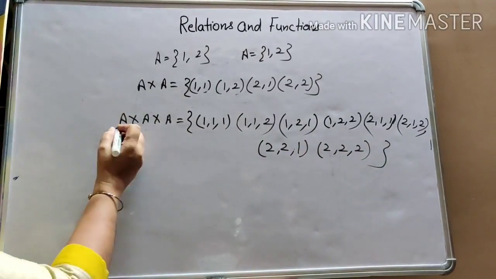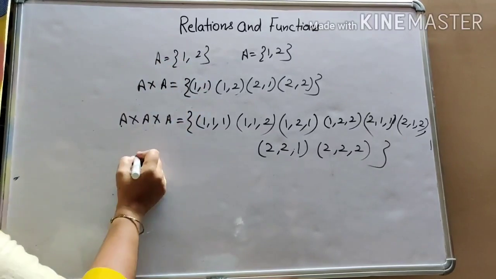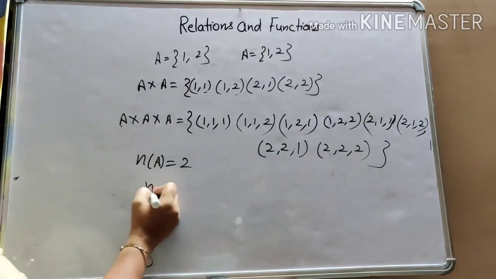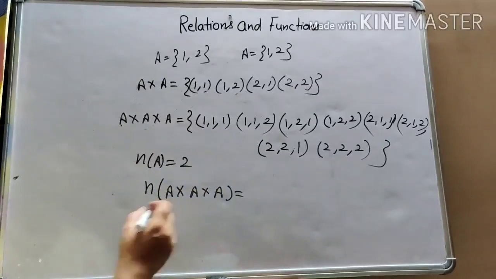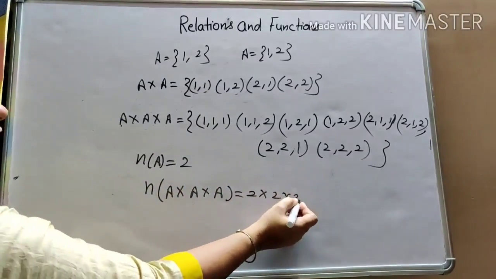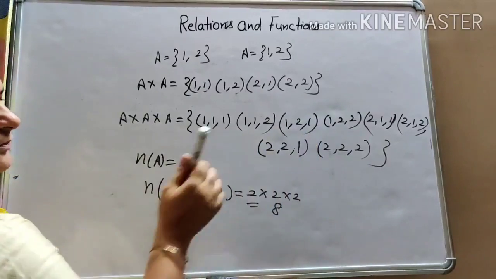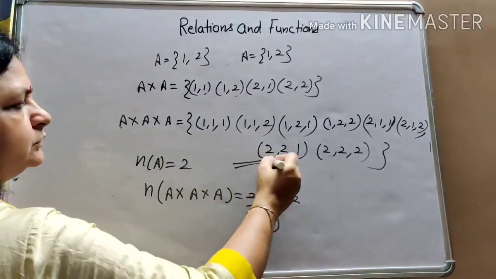Now the number of elements in set A is equal to 2. Therefore, the number of elements in A cross A cross A should be equal to 2 times 2 times 2. It means 8. Here we have 8 elements. So A cross A cross A will be equal to this.